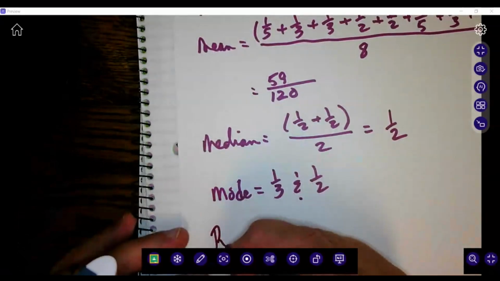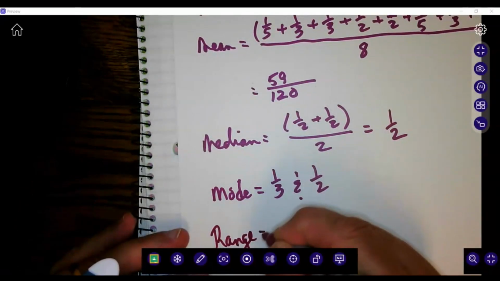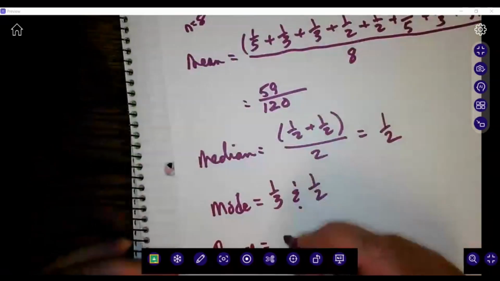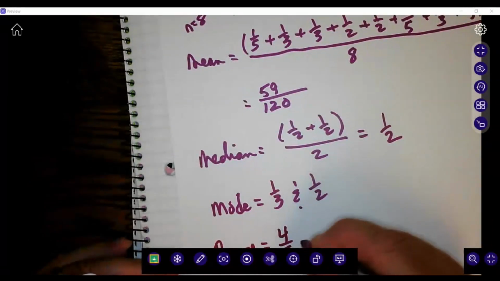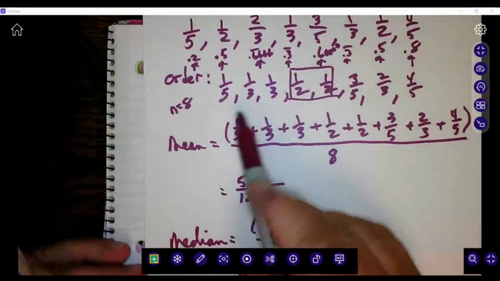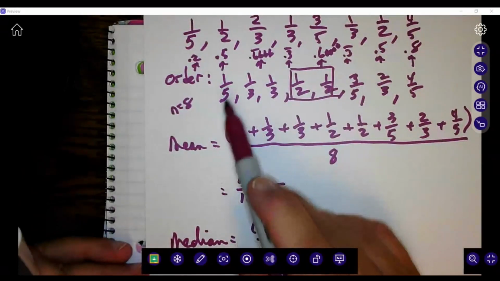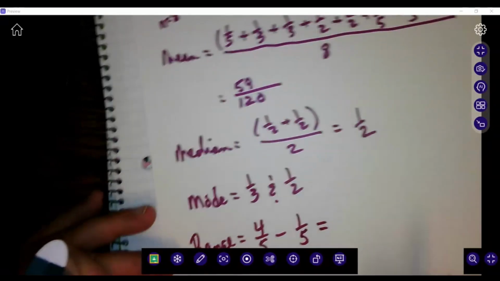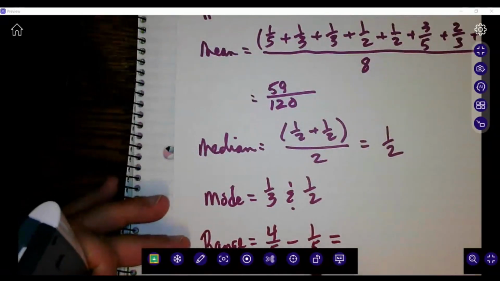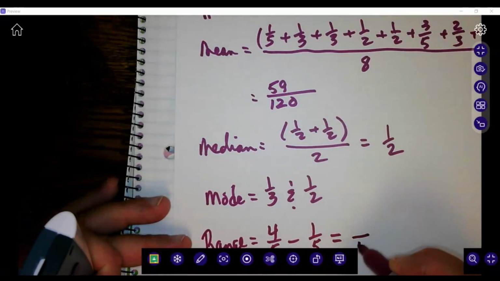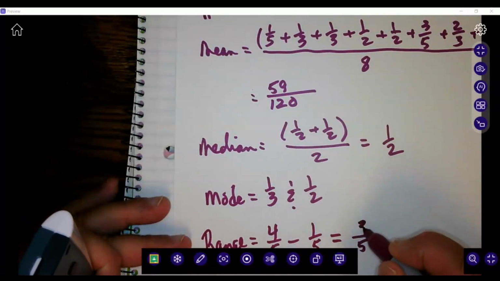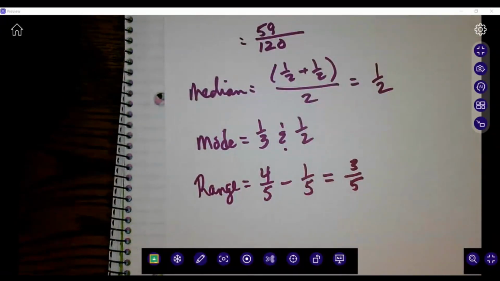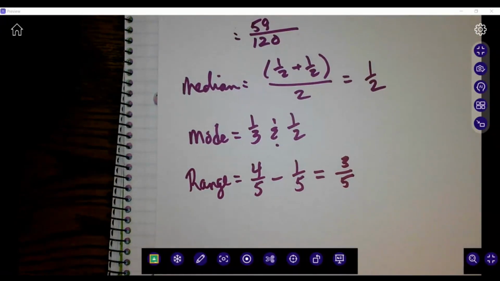And then finally, our range, we take the highest value, which was 4/5, and we subtract the lowest value, which was 1/5. And really, this you should be able to do without a calculator, because they're both fifths. 4 minus 1 is 3. I get 3/5.